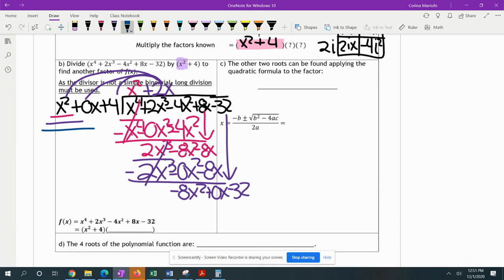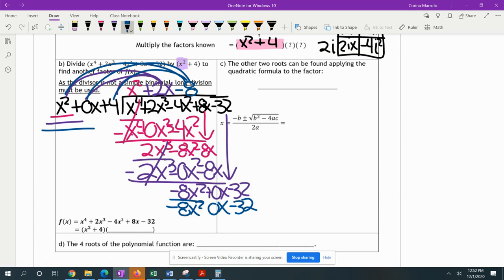So we have an x squared and we need a negative 8x squared. So I am missing a negative 8. So negative 8 times the x squared gives us negative 8x squared. Negative 8 times the 0 gives me 0x. And negative 8 times 4 gives me negative 32.